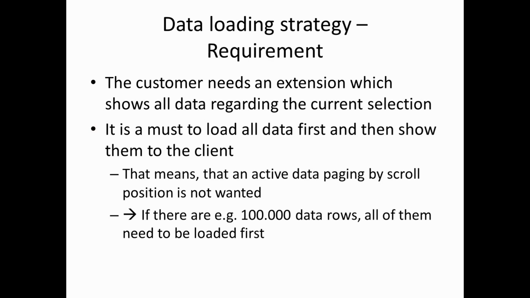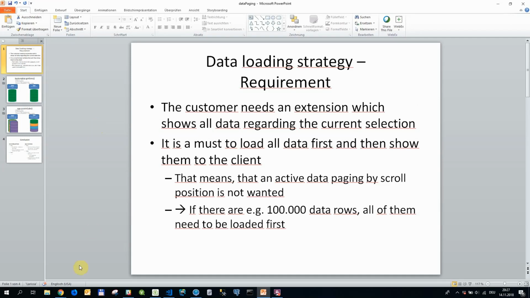And for this extension, for example in a list box or a data table, it is a must to load all data first and then show them to the client. So this means if you have a big amount of data, for example 100,000 data rows, all of them need to be loaded first and then be visualized to the client. And to achieve this, you have two different ways to implement it and two different strategies to go.